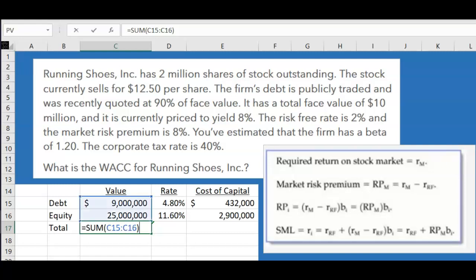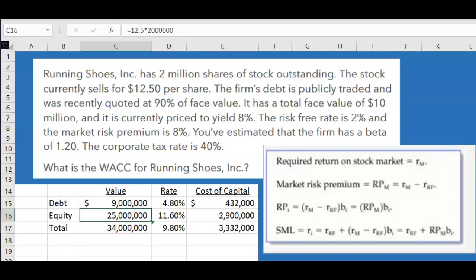So I'm just going to sum the values from above and sum the cost of capital from above. And now the answer is going to be right in this cell when I compute the weighted average. I'll take the total cost of capital given in cell E17, and I'm going to divide that by that cell. It's already out there, so let me turn this so you can see it. Okay, E17 divided by C17.